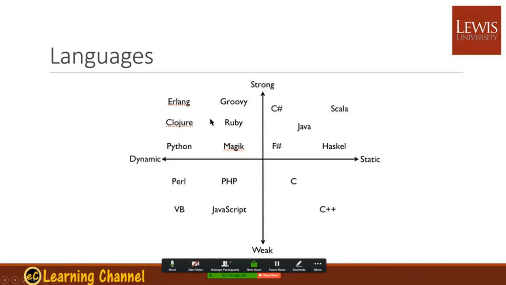And some languages are strong type but very dynamic typing, like Erlang or Python. Some languages are weak type but also dynamic, like Perl, Visual Basic, PHP or JavaScript. On the left-hand side, the dynamic typing languages are mostly scripting languages. On the right-hand side, the more functional languages will have stronger type and more static type.